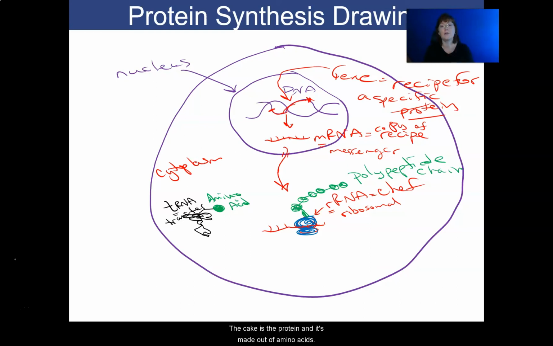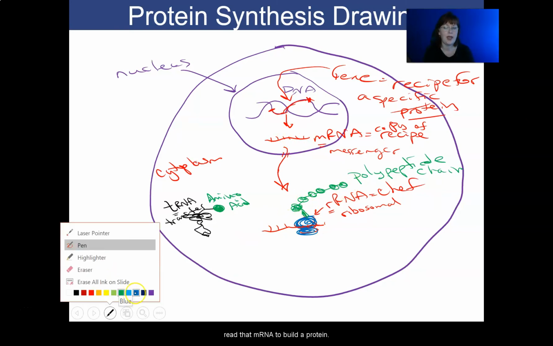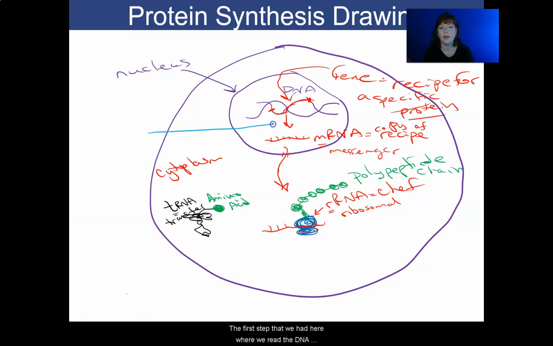Now, when we look at this whole process, there were 2 main things that happened in here. We had to copy the DNA onto mRNA, and then we had to read that mRNA to build our protein. The first step that we had here, where we read the DNA and copied that into mRNA, so we created a photocopy of the recipe, that's called transcription.